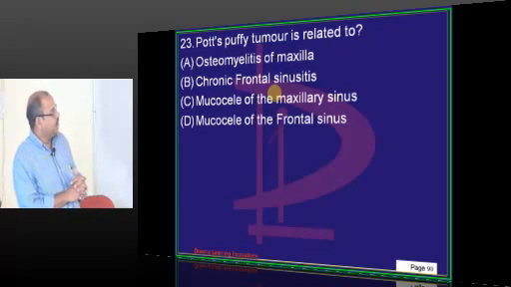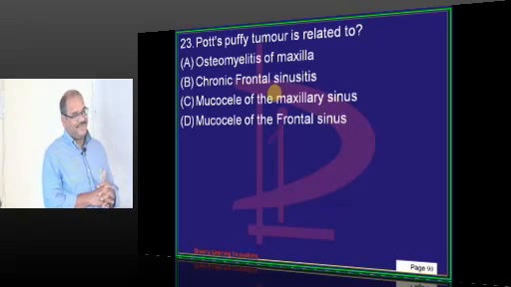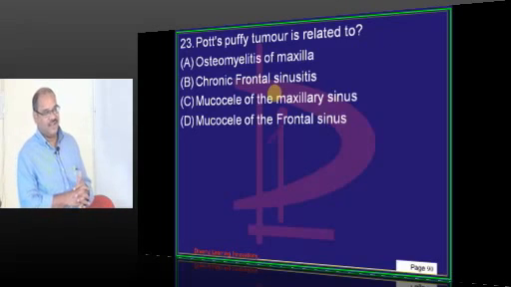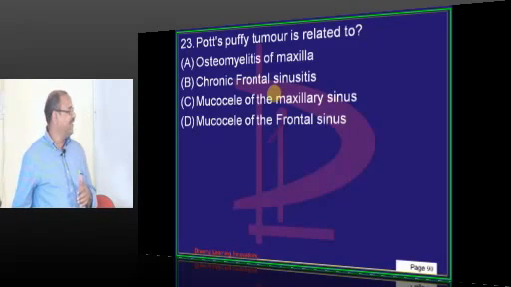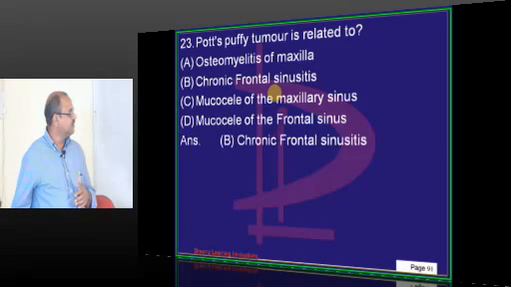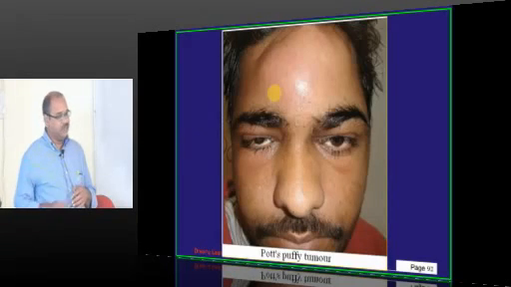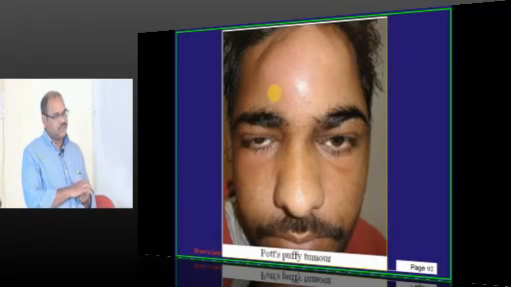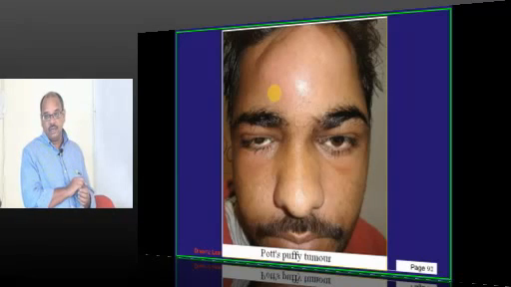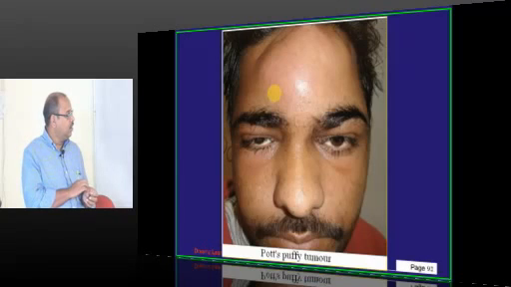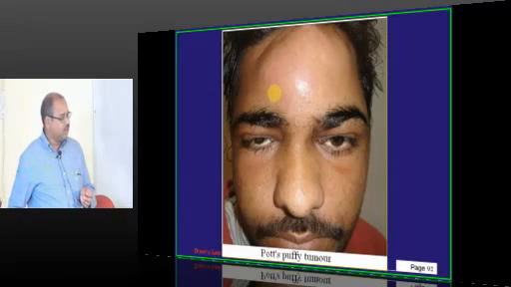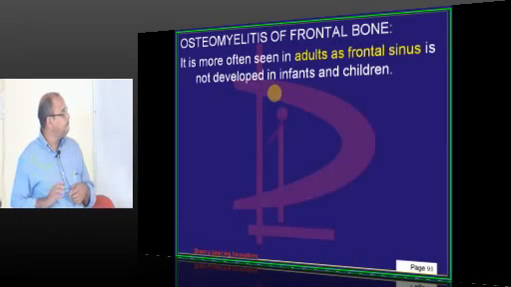Pott's puffy tumor is related to, oh, it's a very common bit, I believe. So chronic frontal sinusitis is the answer. This is the Pott's puffy tumor. So it is due to the chronic frontal sinusitis where the bony wall of the frontal sinus gets involved, and it can cause osteomyelitis of the frontal sinus bone and leads to Pott's puffy tumor.